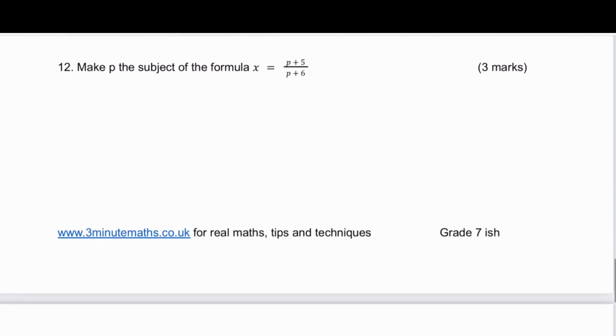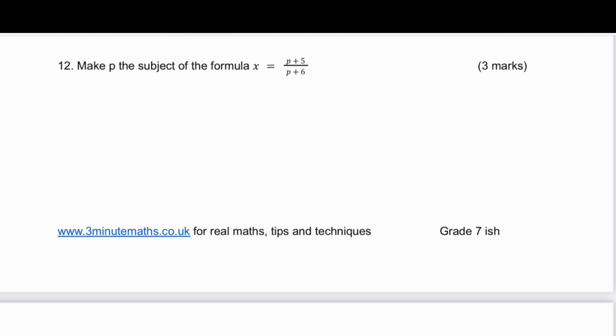Now question number 12 is slightly different because we're dealing with a fraction, but we would just treat it in the same way that we would normally do. If we make this as x over 1, we've effectively got two fractions that are equal to each other. So what I'm going to do is cross multiply, and I'm going to get x times (p plus 6) equals 1 times (p plus 5). Okay, so let's expand that out a little bit. I'm going to get xp plus 6x, and that equals p plus 5.